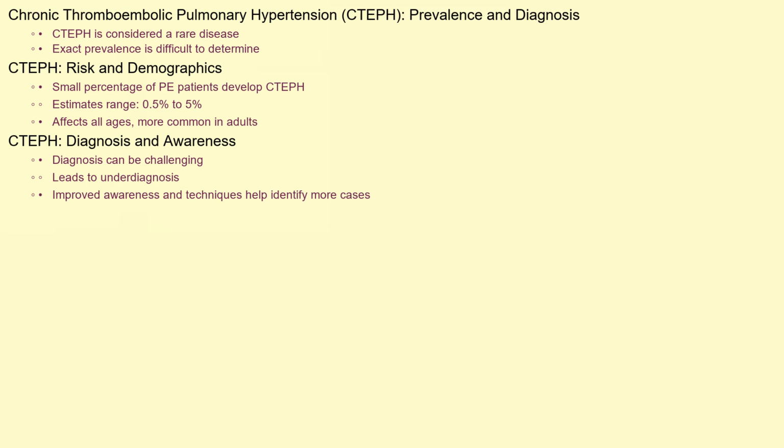CTEPH is considered a rare disease, but its exact prevalence is difficult to determine. It is estimated that a small percentage of people who experience a pulmonary embolism will develop CTEPH, with estimates ranging from 0% to 5%. Diagnosis can be challenging, leading to underdiagnosis. CTEPH can affect people of all ages, though it is more commonly diagnosed in adults. It's important to note that improved awareness and diagnostic techniques are helping to identify more cases.